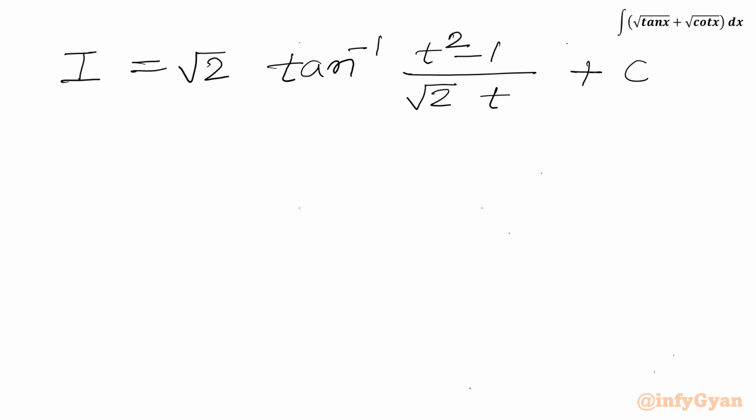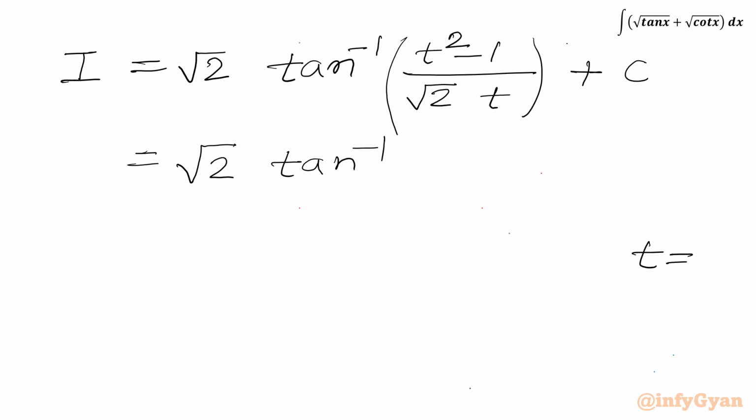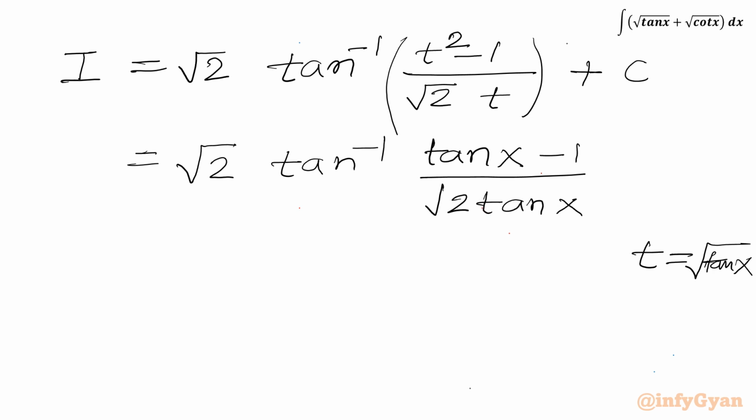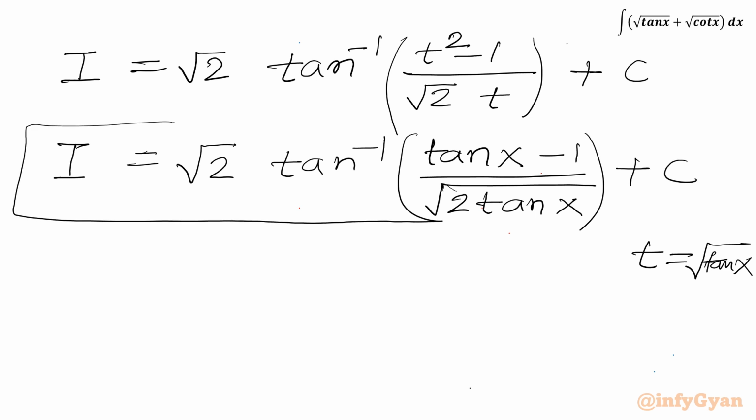This is I. Let me put bracket. Now root 2 times tan inverse. Let's put the value of t. T is square root tan x. So I can write here square root tan x. So t square will be tan x only. Okay, tan x minus 1 over root 2 times root tan x. So better is to write root 2 times tan inverse of that, plus integration constant c. This is our ultimate answer or final answer.